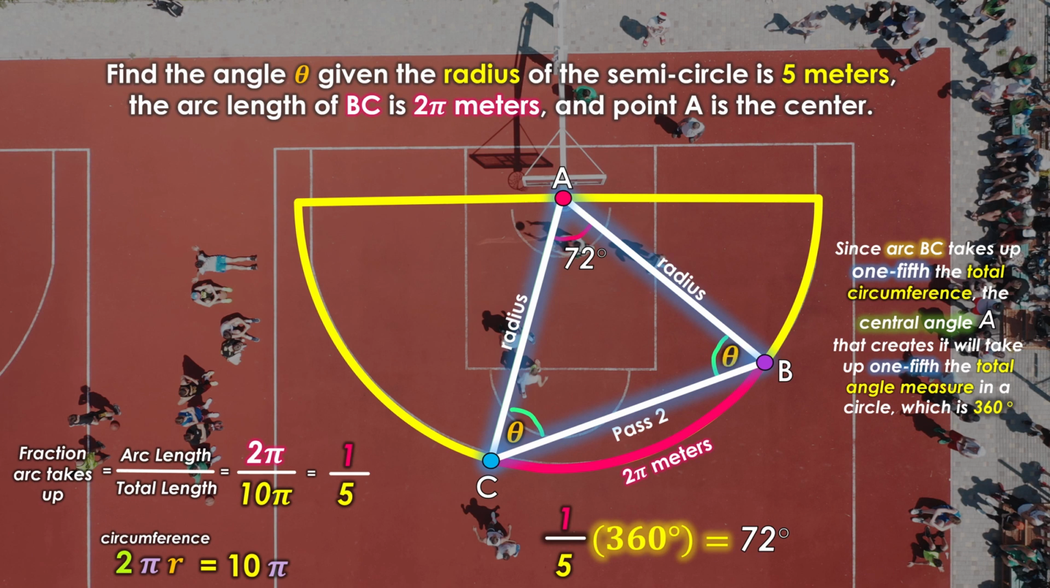Now, we know that all angles within a triangle add up to 180, which means this theta plus this theta plus 72 should equal 180. These two thetas combine to give us 2 theta, and subtracting 72 from both sides leaves us with the equation 2 theta equals 108. When we divide both sides by 2, we get theta equals 54 degrees as our answer.